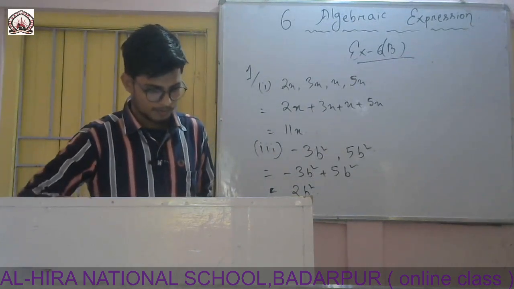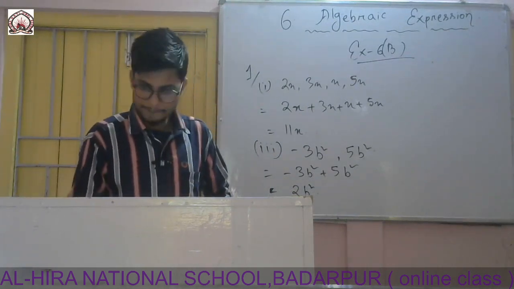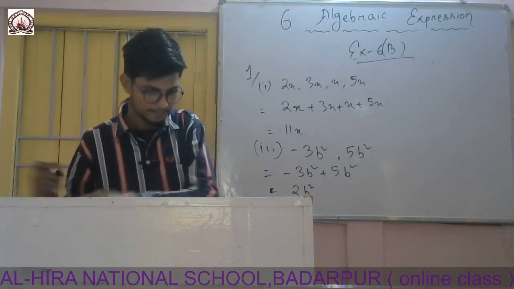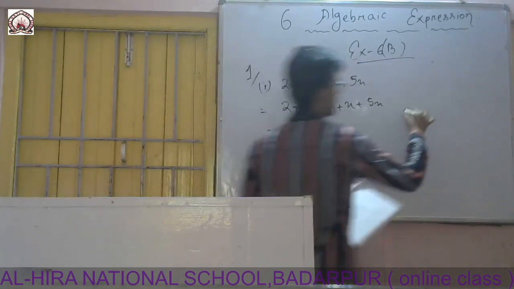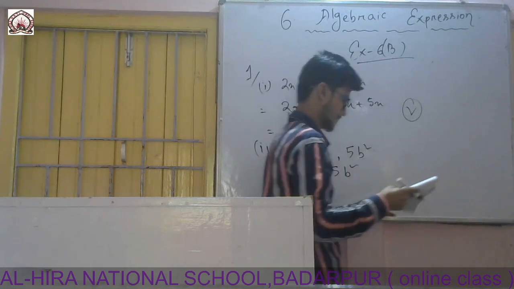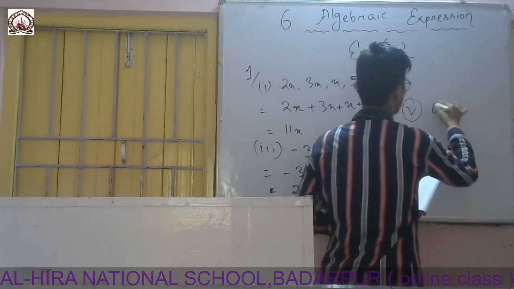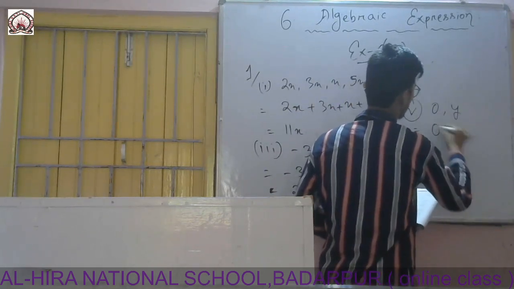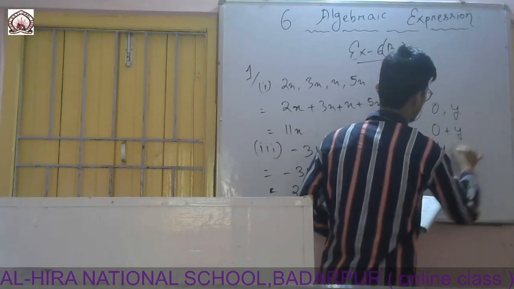So now Roman number 5. 0 comma y, saying 0 plus y, it is y.